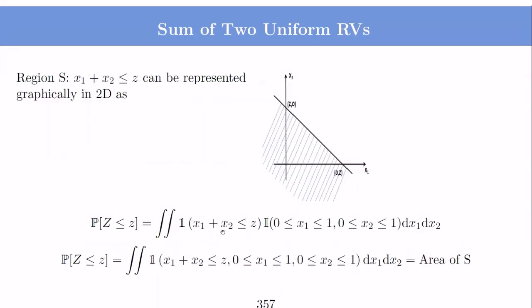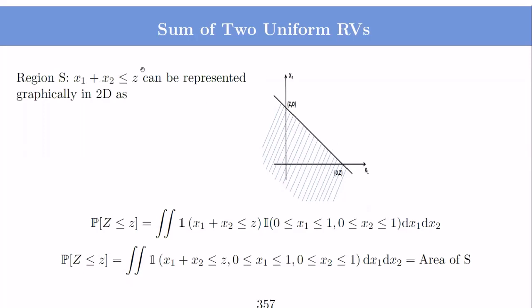So I want to integrate over all points such that the sum of the points is less than z and the points are between 0 and 1. Now if you look at this region, X1 plus X2 less than or equal to z, see this is a 45-degree line, and this line represents X1 plus X2 equal to z.